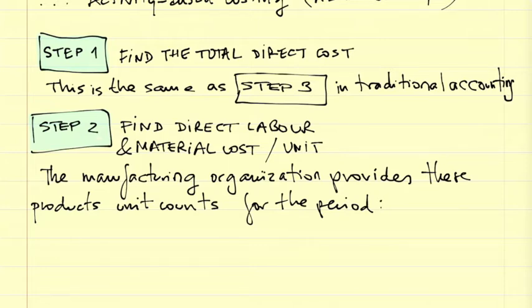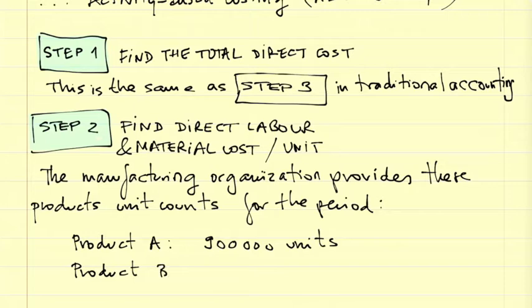So product A, 900,000 units, and product B are 2.1 million units. Okay, this is already known.